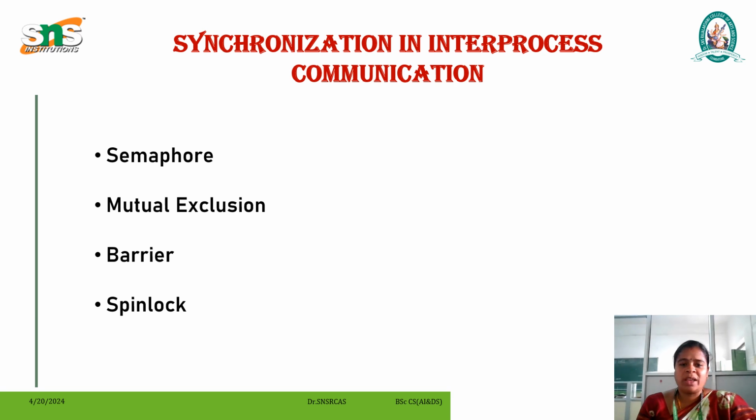Next one, mutual exclusion. Mutual exclusion requires that only one process or thread can enter the critical section at a time. This is useful for synchronization and also prevents race conditions. Next one, barrier. A barrier does not allow individual processes to proceed until all the processes reach it. Many parallel languages and collective routines impose barriers.